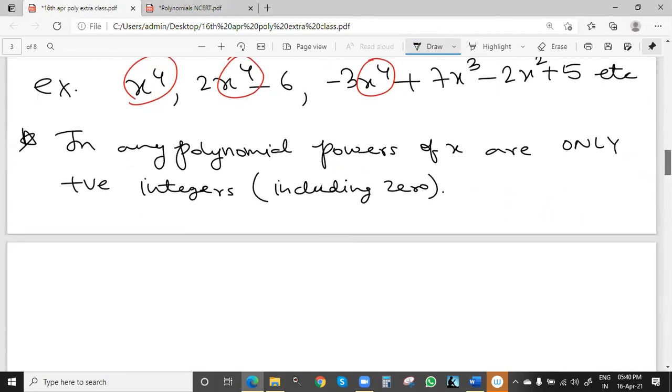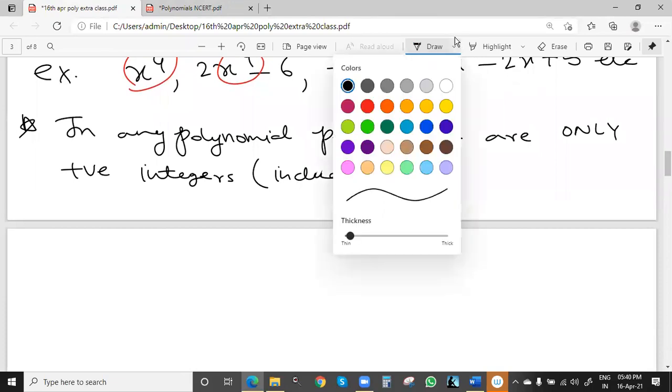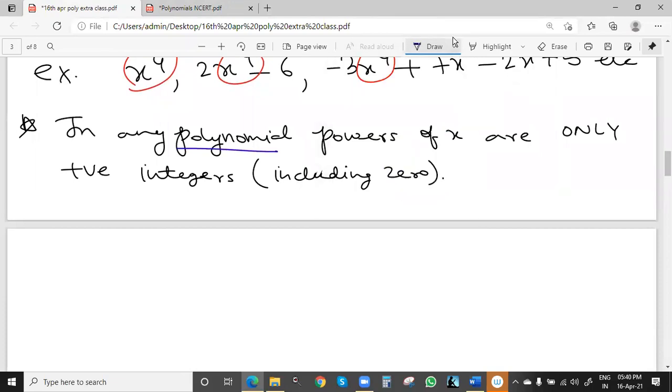That is a very important statement. In any polynomial, the powers of x are only positive integers. In positive integers we have 0 also.